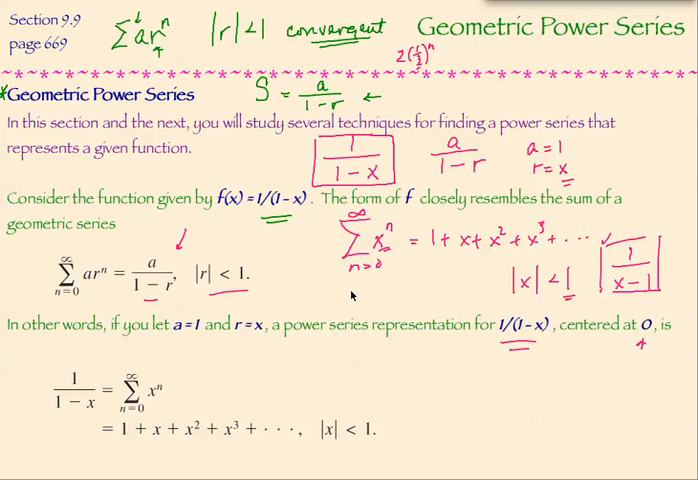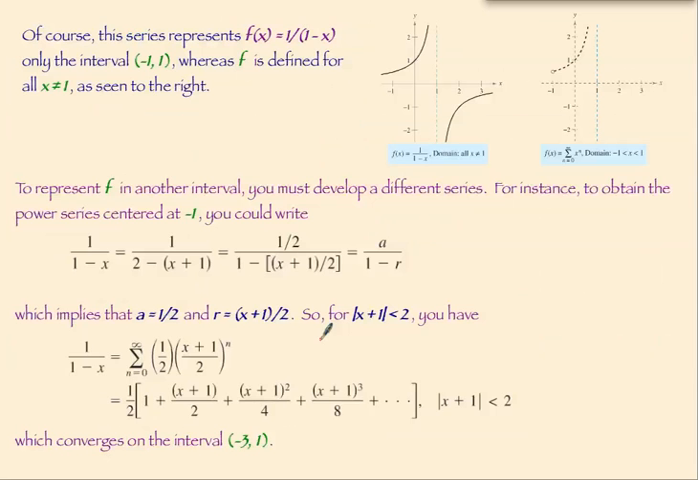Kind of cool. Now the thing about this function, though, is that since our interval of convergence was when the absolute value of x was less than 1, that kept us between -1 and 1, right? So our interval of convergence was -1, 1.